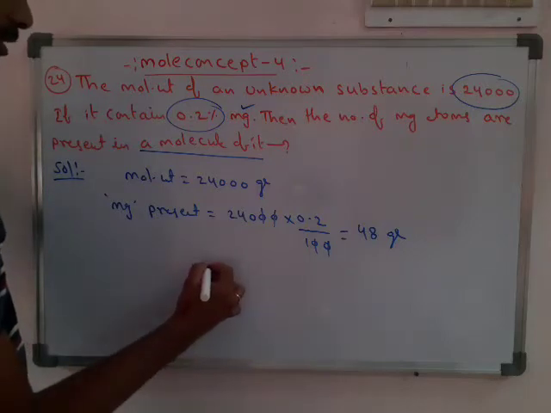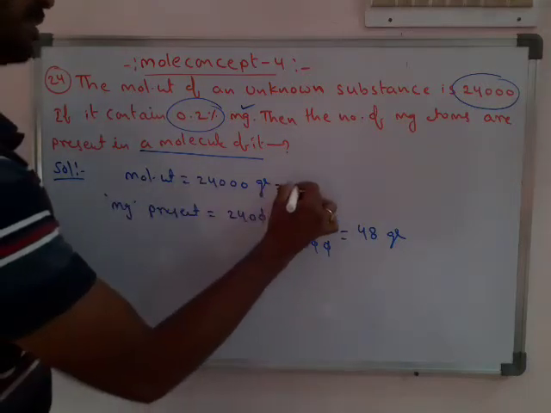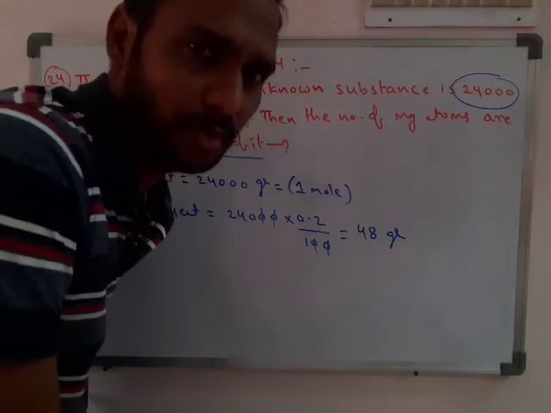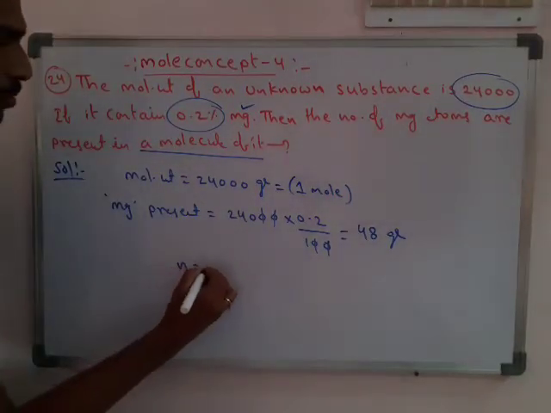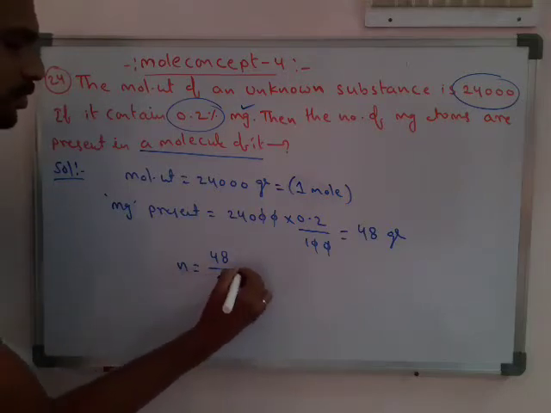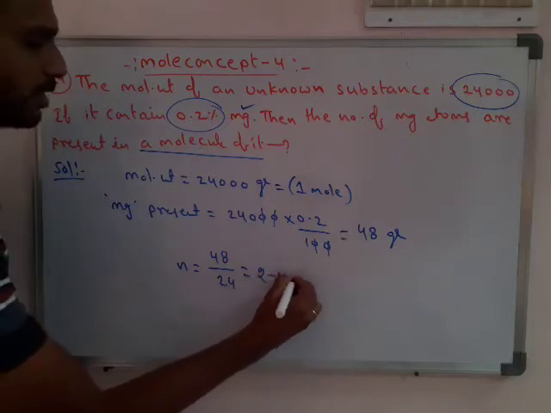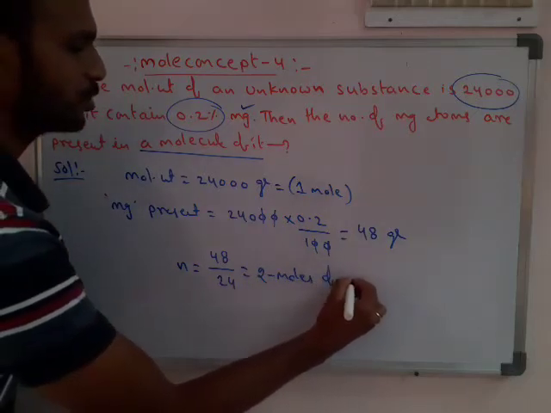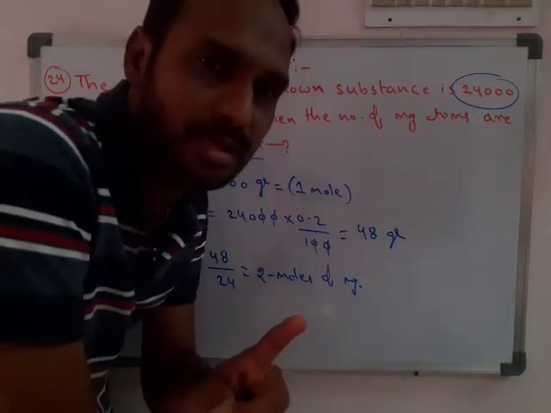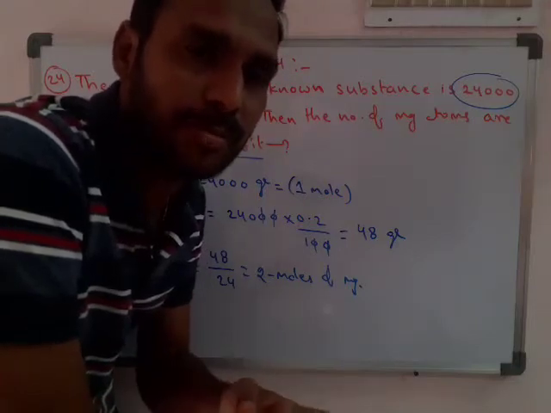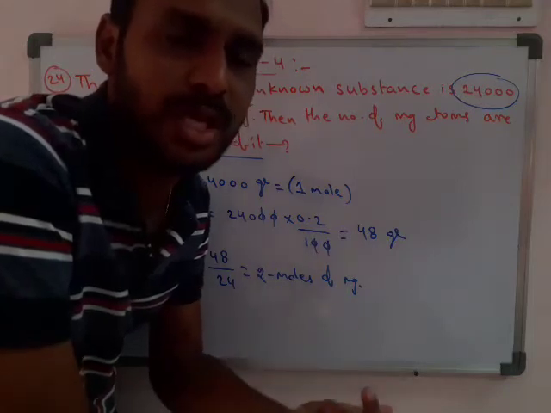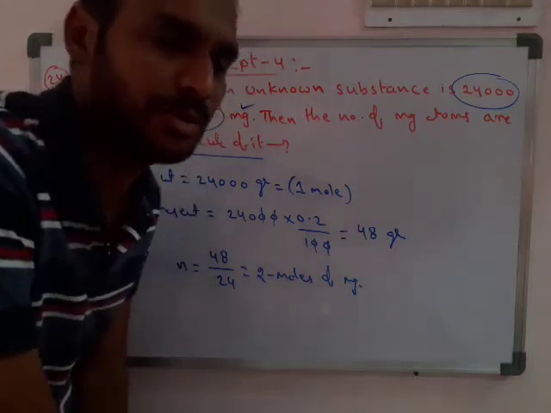The molecular weight we get is for 1 mole only. Therefore, the number of moles is weight by atomic weight. Magnesium is 24, so that is 2 moles of magnesium. 2 moles of magnesium is present in 1 mole of substance. And automatically, in one single molecule, how many magnesium atoms will be present? 2 magnesium atoms will be present.